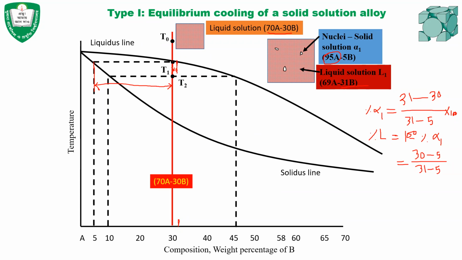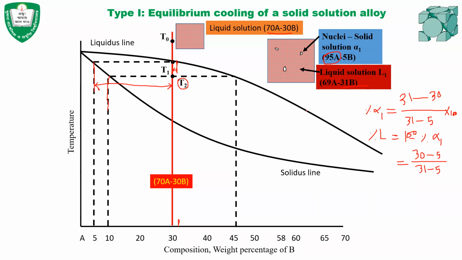At temperature T2, when the temperature drops to T2, we draw the tie line, and then we can find out how much solid is present and how much liquid is present. Firstly, let us determine the chemical composition of the solid. To find that, we need to move to the solidus line. This point will give us the chemical composition of the solid, which is 90% A, 10% B.